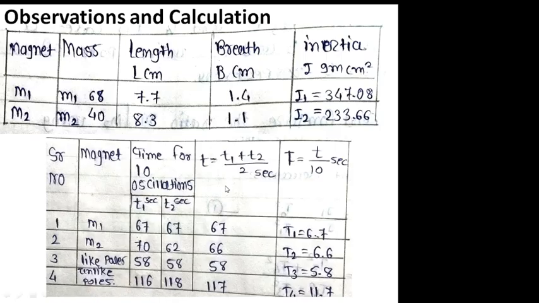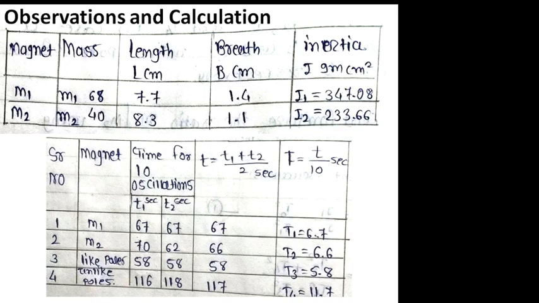As I told you, there will be a weighing box, so you can measure the mass of magnet M1, and let us say it comes to 468. For M2 you are getting 40. I measured the length and the breadth of both. As I told you, I am measuring with either a good ruler or, for this length, what is called vernier calipers.